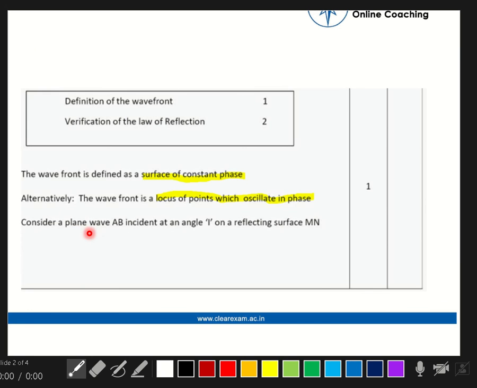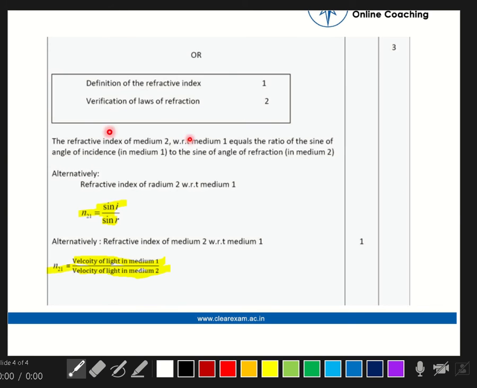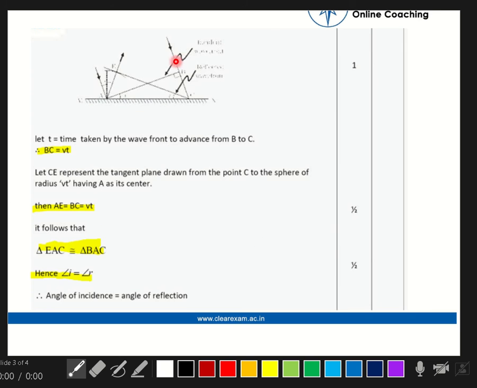Now consider a plane wave AB incident at an angle i on a reflecting surface MN. Here is the diagram for solving this. Let t equal the time taken by the wavefront to advance from B to C. That is, BC equals vt.